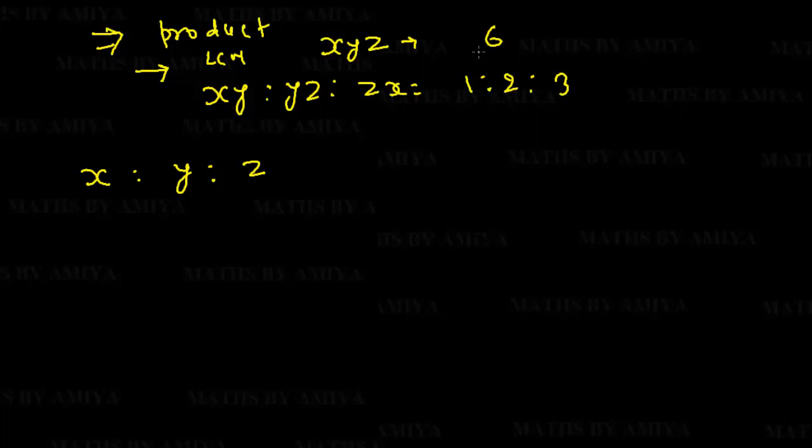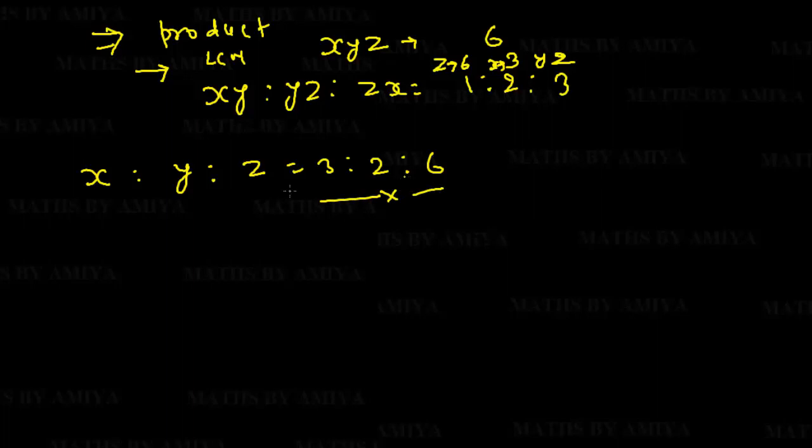We have xyz is 6, xy is 1, yz is 2, zx is 3. So we just find which factor we need to multiply to get the LCM. Here we need to multiply 6, here we need to multiply 3, here we need to multiply 2. And which one is the missing? Missing is z, missing is x, missing is y. So the ratio of x is to y is to z is 3 is to 2 is to 6. I hope this one is clear to you.